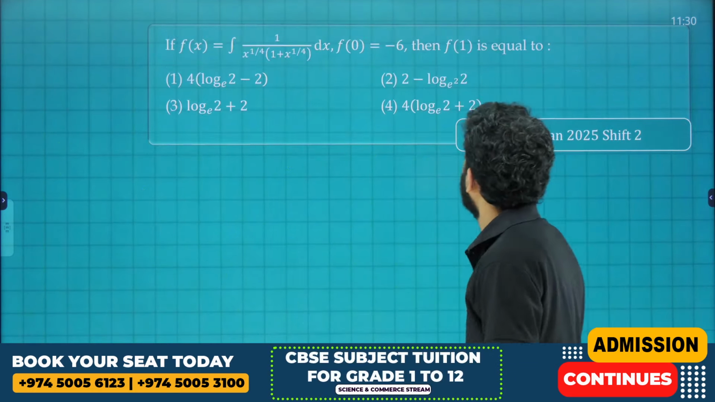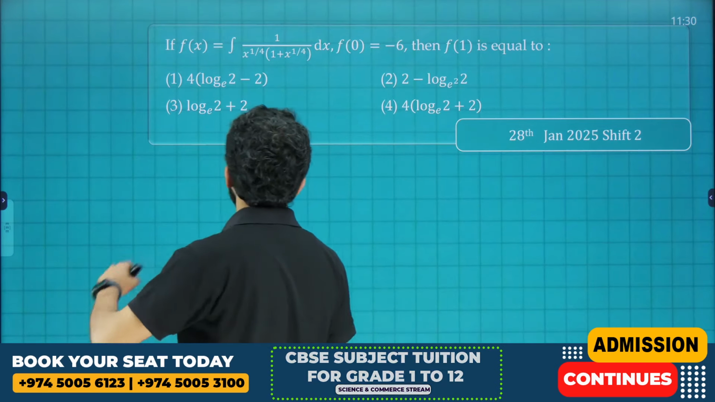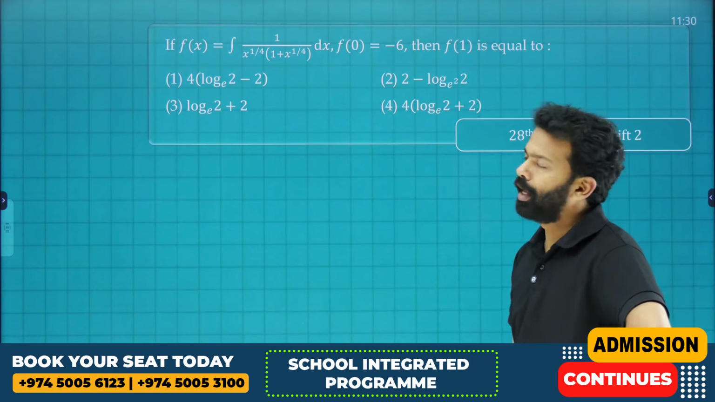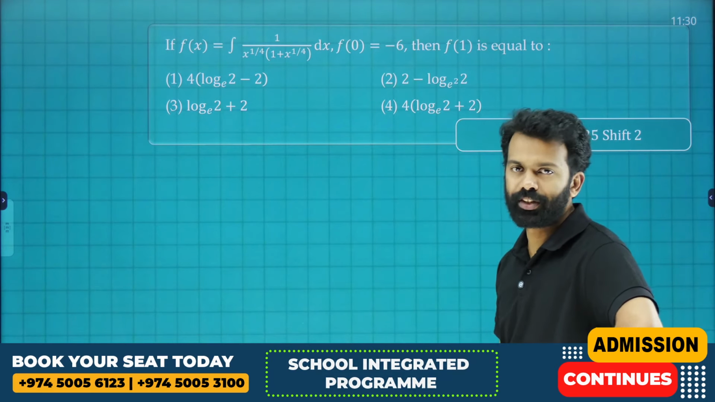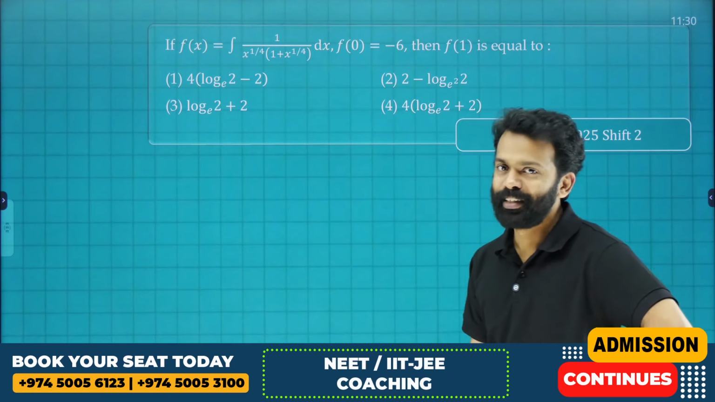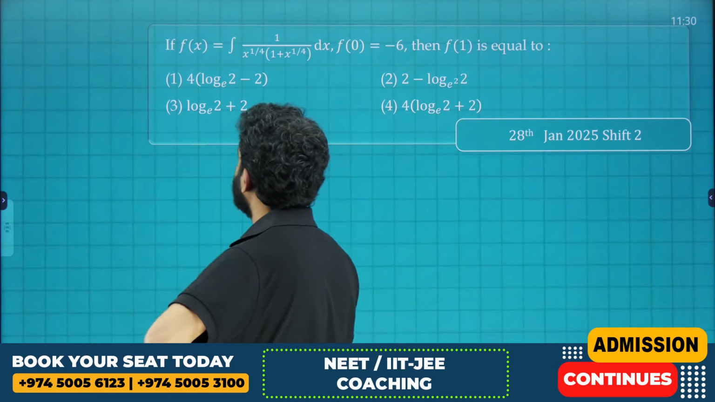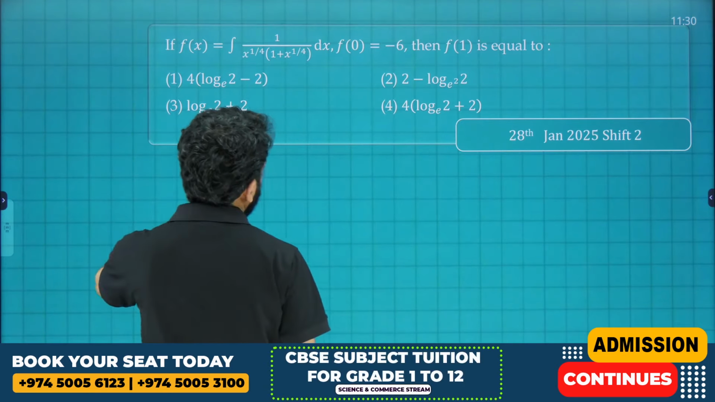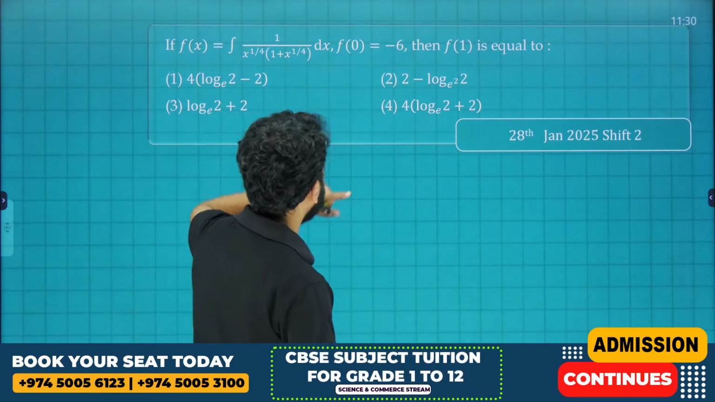Okay, next question. Yes, integral f of x is equal to integral of dx divided by x raised to 1 by 4 into 1 plus x raised to 1 by 4. So how are you going to formulate this one? Easy actually. See, you have to do one thing, just put x raised to 1 by 4 is equal to t. Okay, you need to formulate this one.